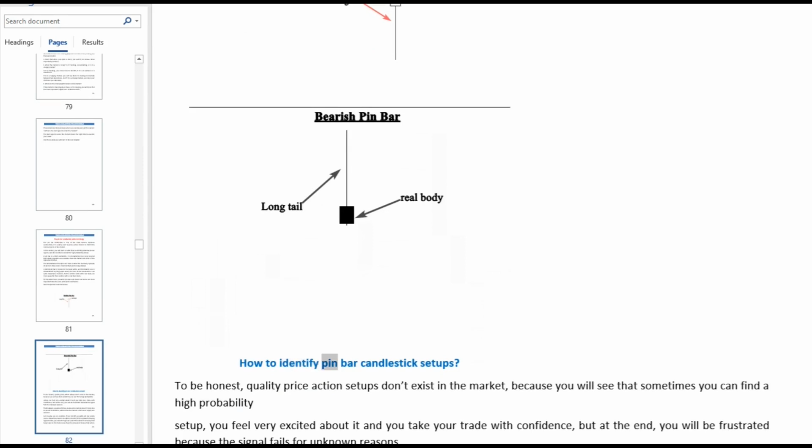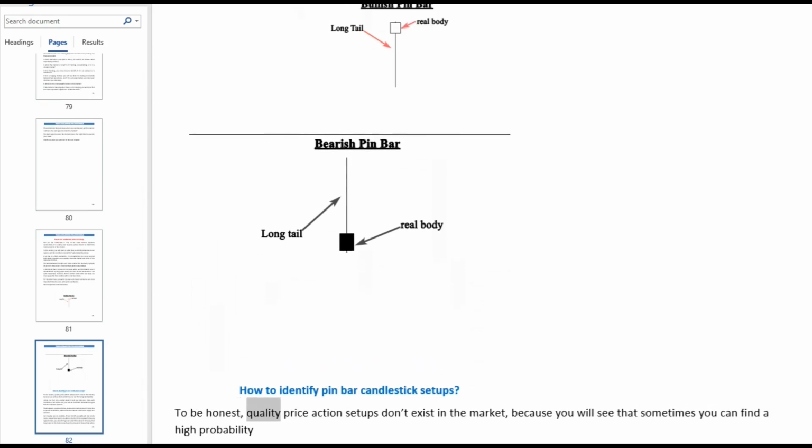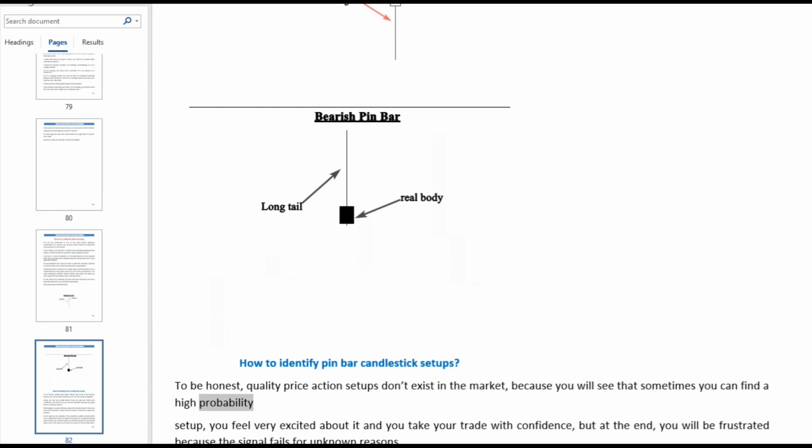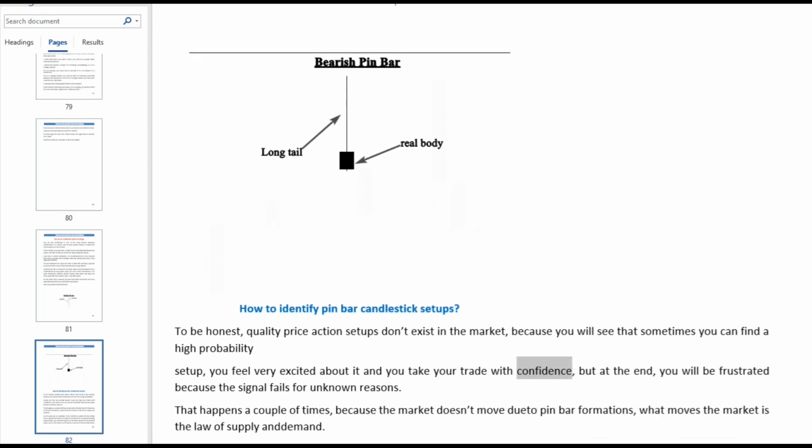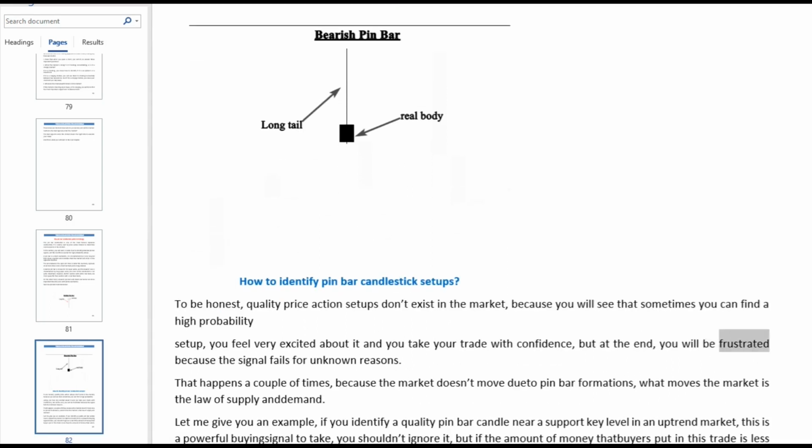How to identify pin bar candlestick setups. To be honest, perfect price action setups don't exist in the market, because sometimes you can find a high probability setup, you feel very excited about it and you take your trade with confidence, but in the end, you will be frustrated because the signal fails for unknown reasons. That happens a couple of times, because the market doesn't move due to pin bar formations.